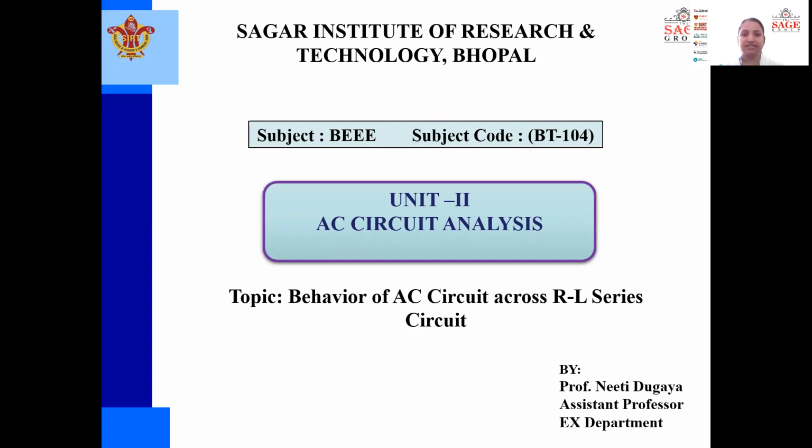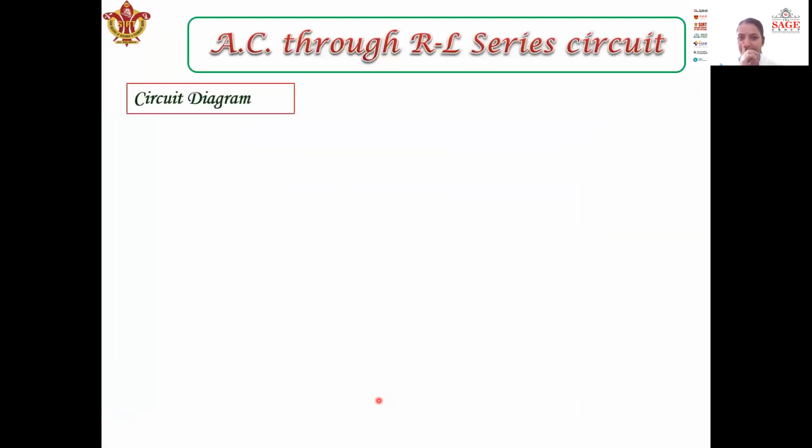Today we will discuss the behavior of AC circuit across RL series circuit, which is the topic of basic electrical and electronics engineering subject, and its subject code is BT104 according to the RGPV. Today, we'll discuss the behavior of RL series circuit. We have already discussed the behavior of resistance, inductance, and capacitance across AC circuit. Now, I will discuss today the AC circuit across RL series circuit.